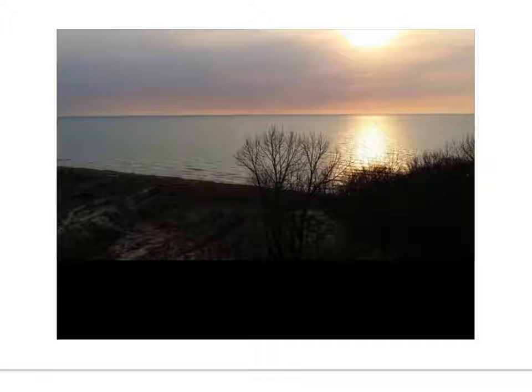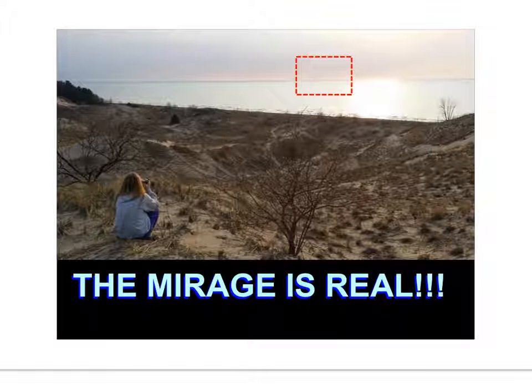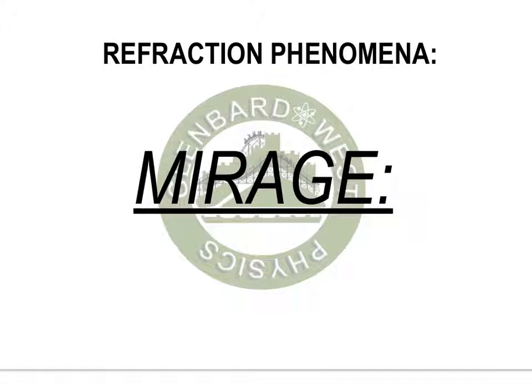Although at first it's kind of difficult to tell what we're looking at here. This is one of my favorite pictures of a mirage. What we're actually seeing here off on the horizon is an inverted image of the buildings from downtown Chicago taken on a warm summer's day. And so mirages are very real and a lot more common than most people think. Mirages really are a phenomenal example of refraction.